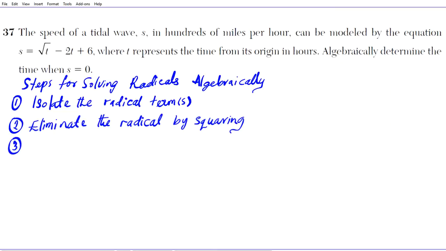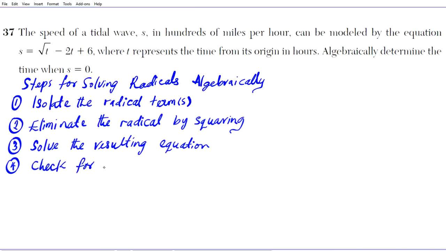So step 3, you're going to solve the resulting equation, and your answers could be both correct, one could be correct, or neither could be correct. So how do we determine which answers are actual solutions or which are extraneous? Step 4 is extremely important. You want to check for extraneous solutions. Solutions that do not satisfy the original equation but were introduced in the process of squaring in step 2. So that's very important.